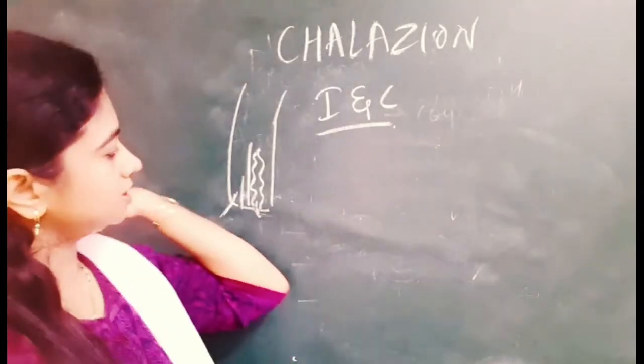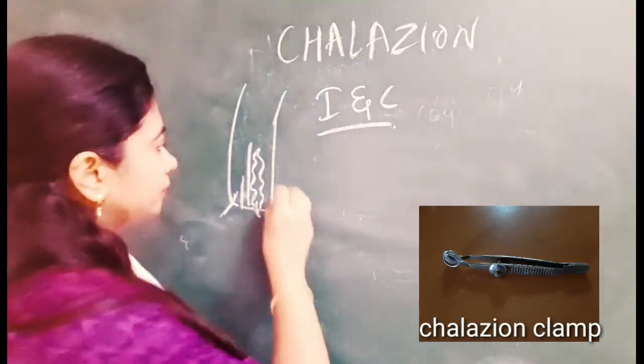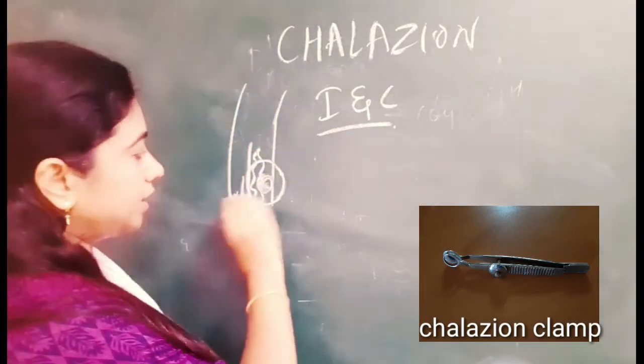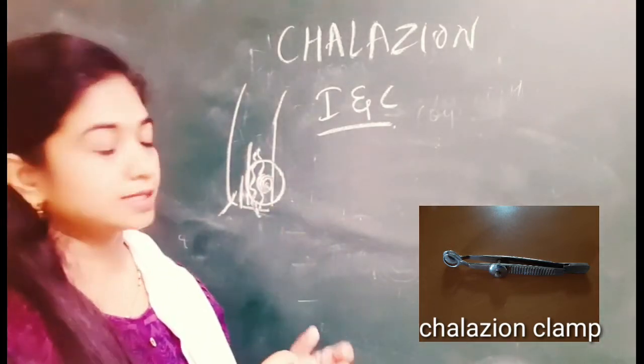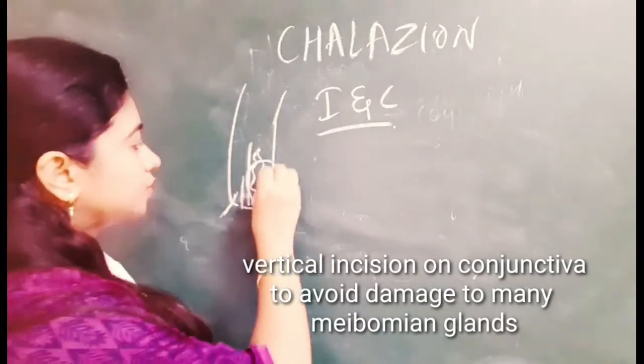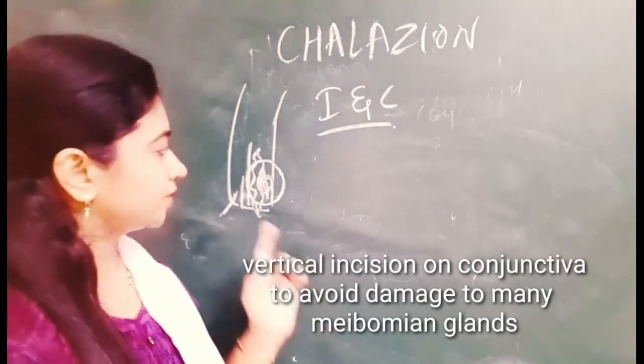Then achieve the local anesthesia. Then with the help of your chalazion clamp, you will be clamping around the chalazion area, that is the prominent area. Then avert the eyelid and see on the conjunctival side there will be a prominent pus pointing area here. You just incise over that and try to curette all the contents of the chalazion.